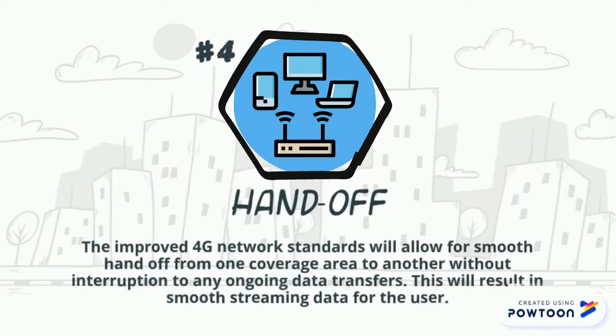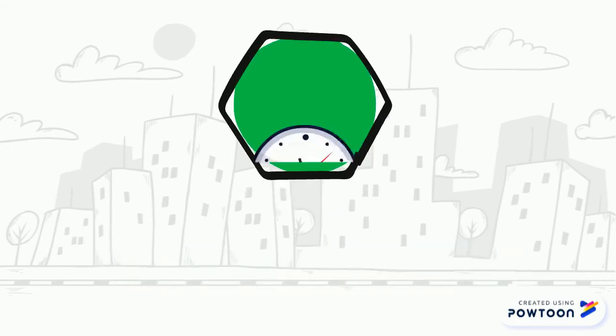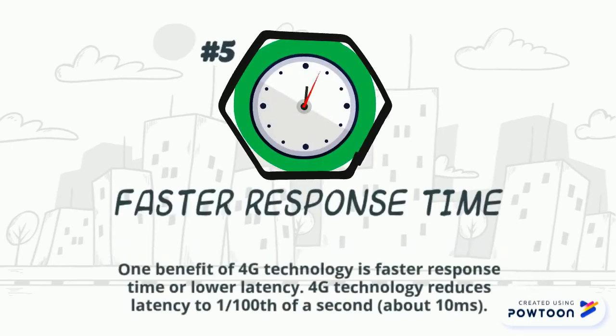Handoff. The improved 4G network standards will allow for smooth handoff from one coverage area to another without interruption to any ongoing data transfer. This will result in smooth streaming data for the user. Faster response time. One benefit of 4G technology is faster response time or lower latency. 4G technology reduces latency to 1/100 of a second, which is about 10 milliseconds.